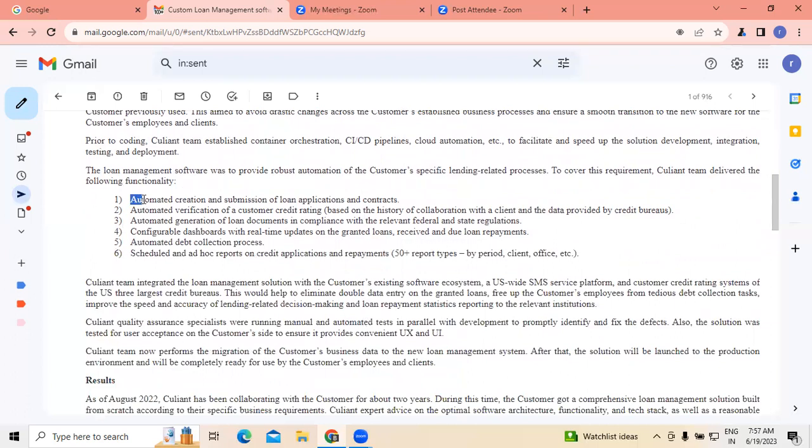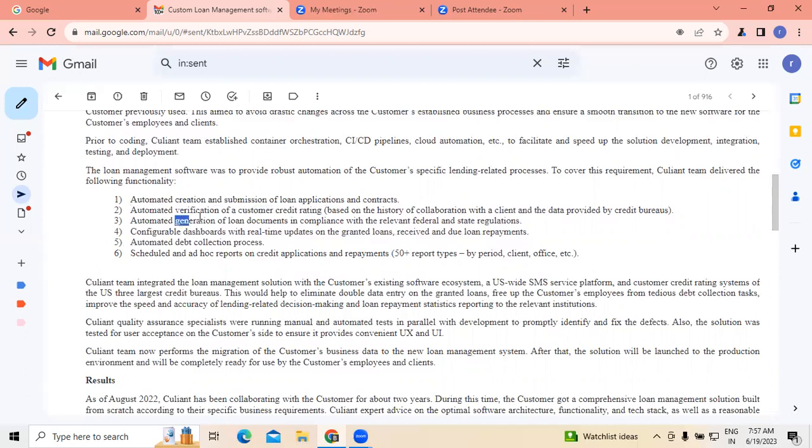The functionalities of this loan management system are about automating the creation and submission of loan applications and contracts, which is important to start with. At the same time, automated verification of customer credit rating, because nowadays, based on the credit rating an individual has, based on the CIBIL score, et cetera, loans will be provided, right? So based on the payment track record the customer has had previously, that is important.